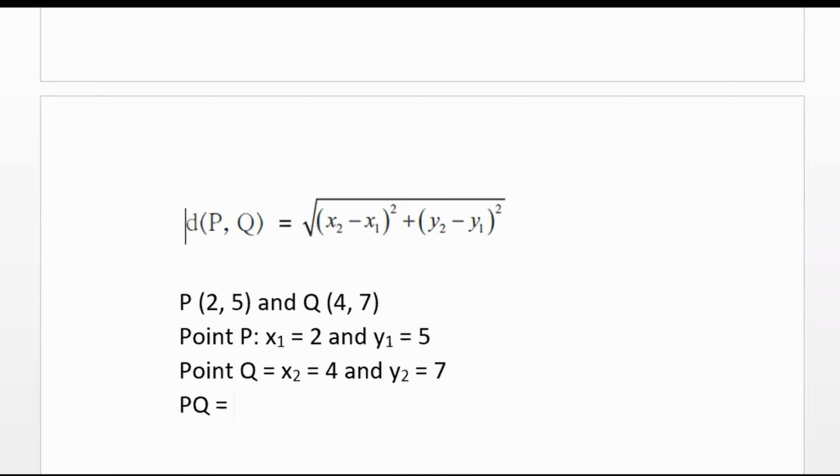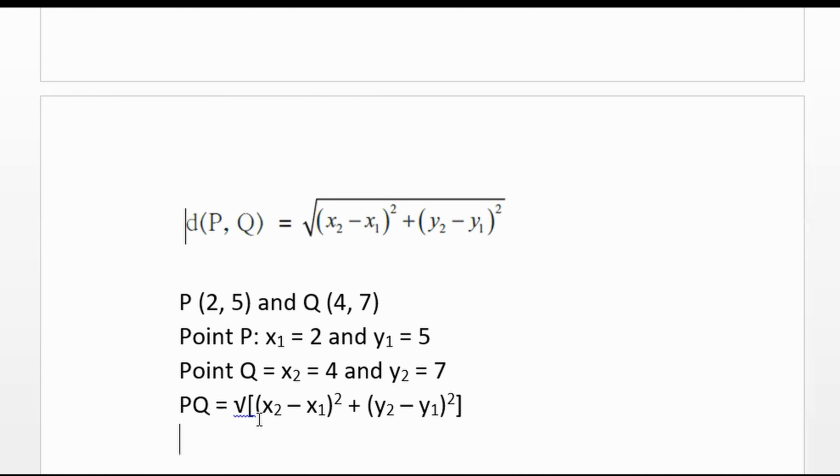Before actually substituting the values, you should write the formula as it is, and only in the next step substitute the values. So we get distance PQ is equal to square root of (x2 minus x1) whole square plus (y2 minus y1) whole square. Now in the next step you are supposed to actually substitute the values.